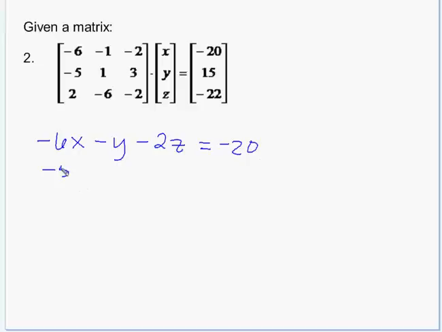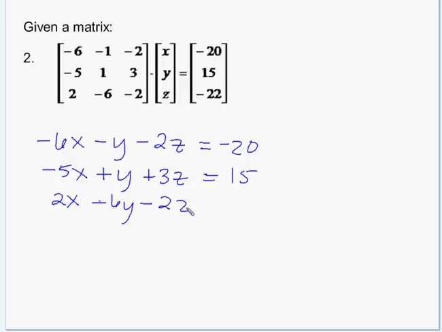And then we're going to do our second row. So we have a -5x plus y plus 3z is going to equal 15. And then our last one would be 2x minus 6y minus 2z. And that's going to equal -22. So this is the system that represents this matrix right here.